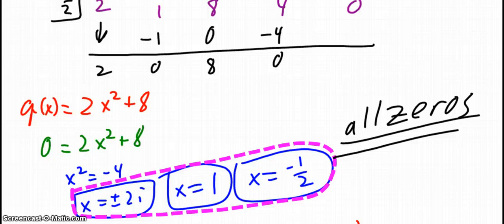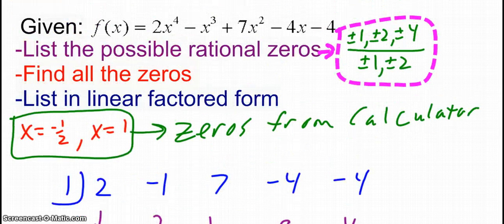Alright, so we should end up with x equals 2i, x equals negative 2i, x equals 1, and x equals negative 1/2 as all of our zeros. The possible rational zeros, so again, make sure you're answering all parts of the question. So possible rationals, factors of the constant term, so plus or minus 1, plus or minus 2, plus or minus 4, over the factors of the leading coefficient, plus or minus 1, plus or minus 2.